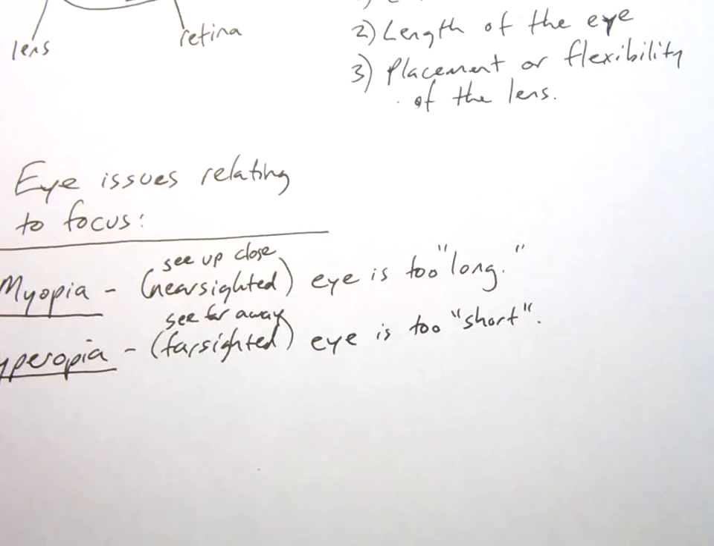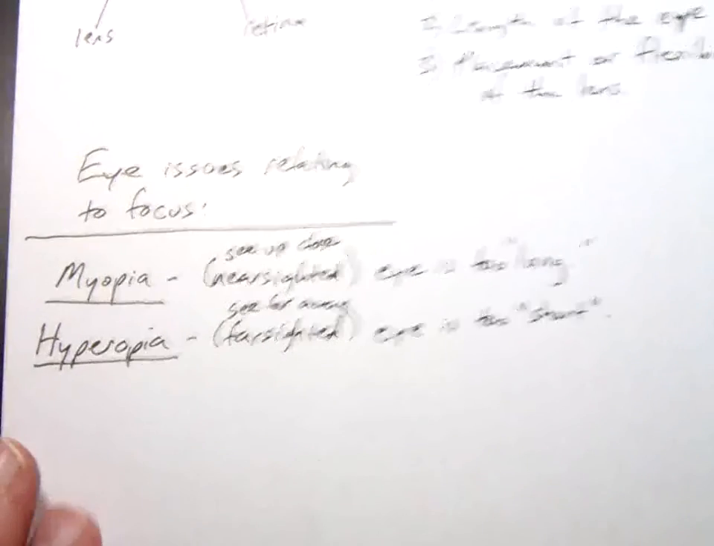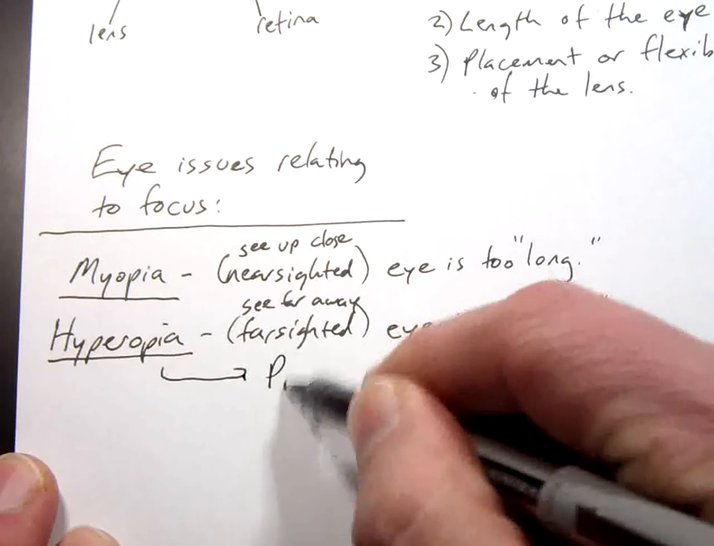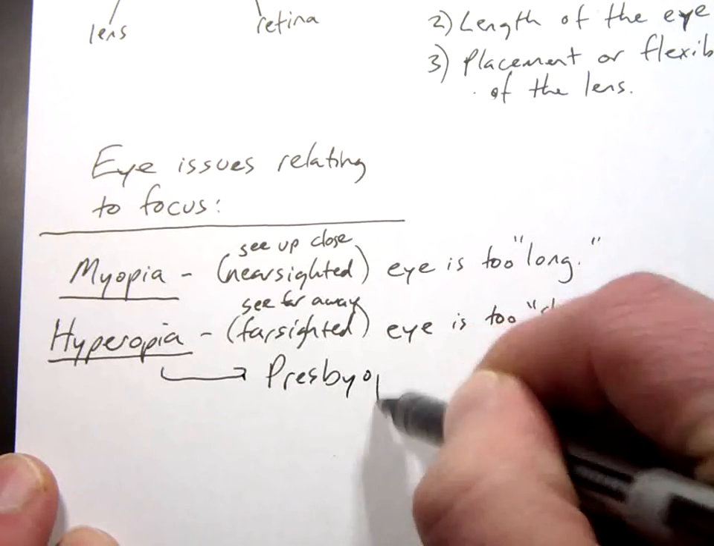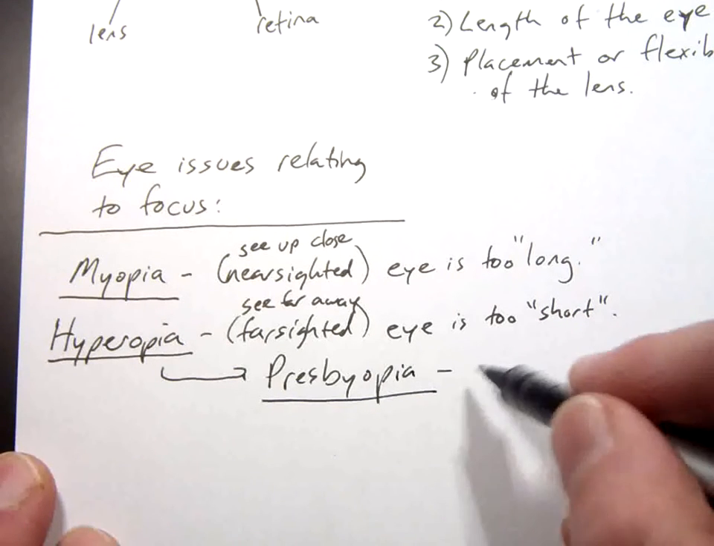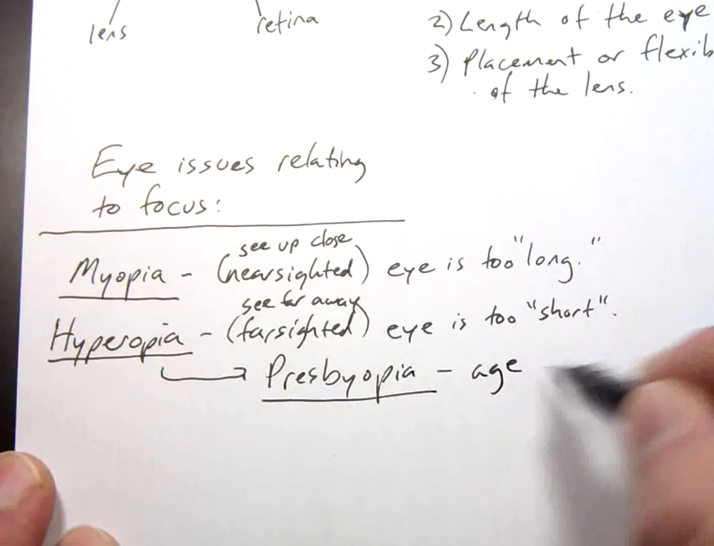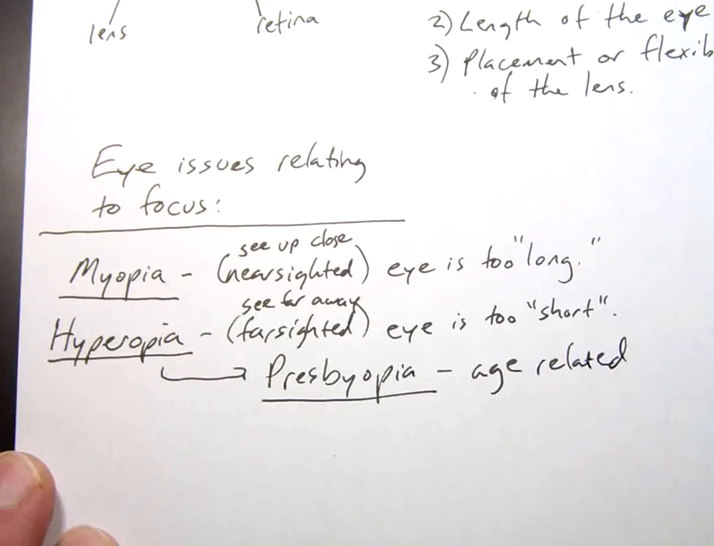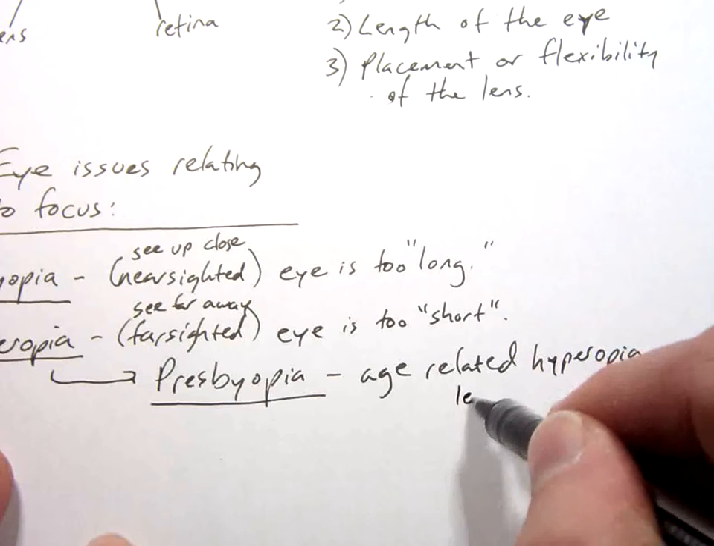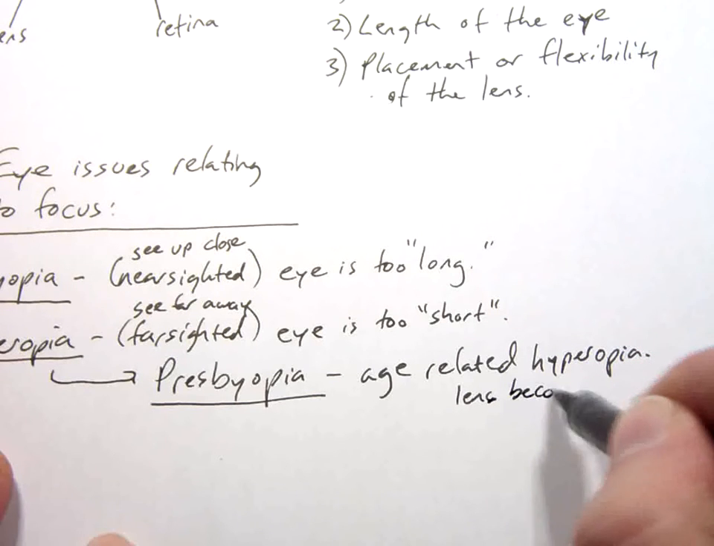But there is another type of hyperopia that I need to talk about. There is a division of it here called presbyopia. Presbyopia is age-related hyperopia. And what happens in this guy is that you end up, the lens becomes rigid.